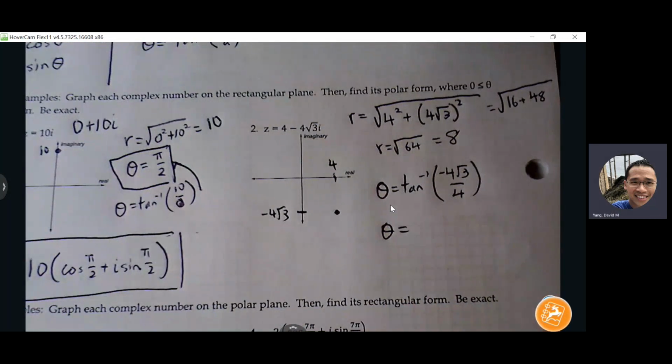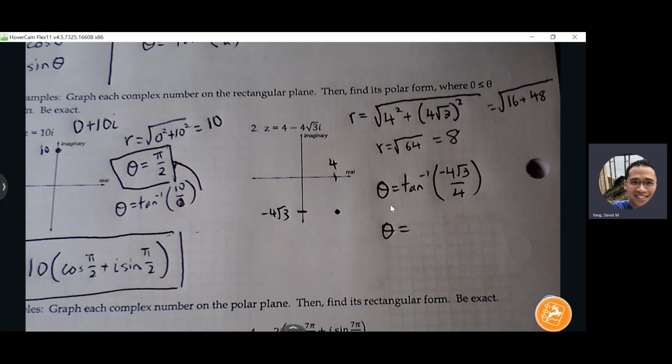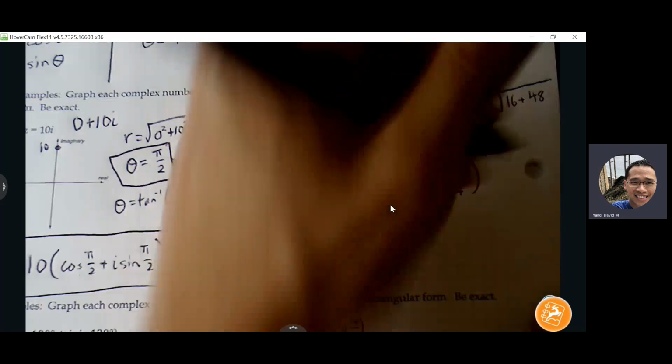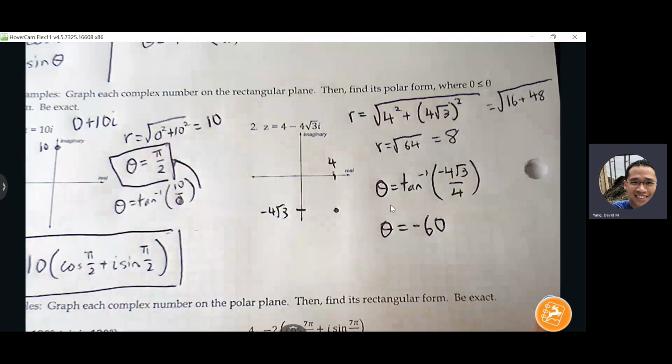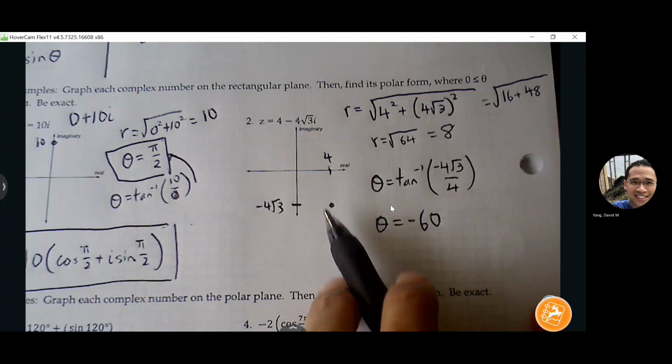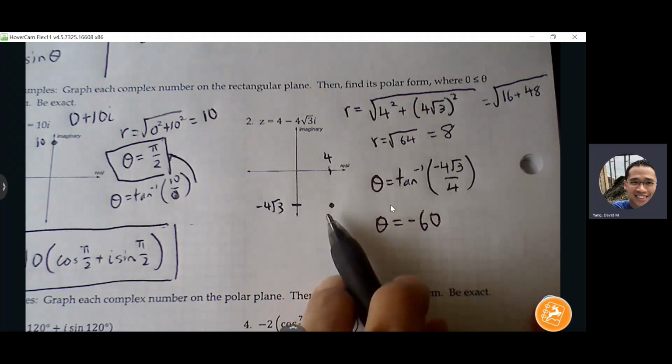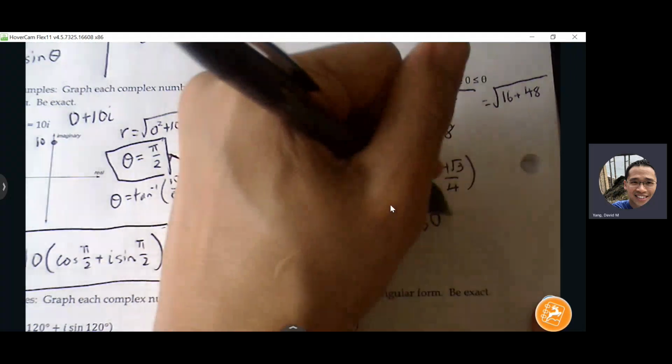Now, just like before, we have to make the adjustment, right? The calculator is going to give us the reference angle and we have to get it into the correct quadrant. What does the calculator give us, if you're in degree mode? -60, but which quadrant do we know we have to be in? Right, this is the fourth quadrant. So how do we get that in the fourth quadrant? Plus 360. Plus 360.